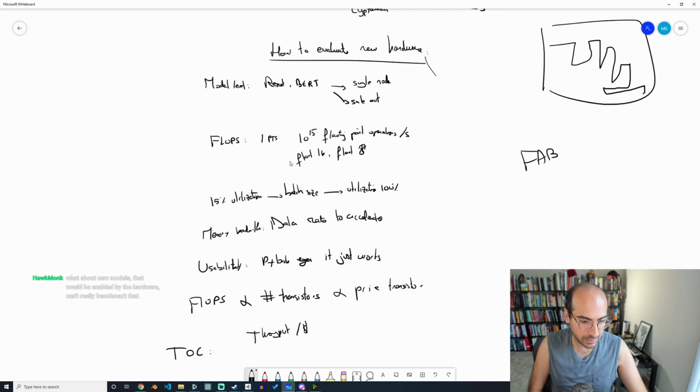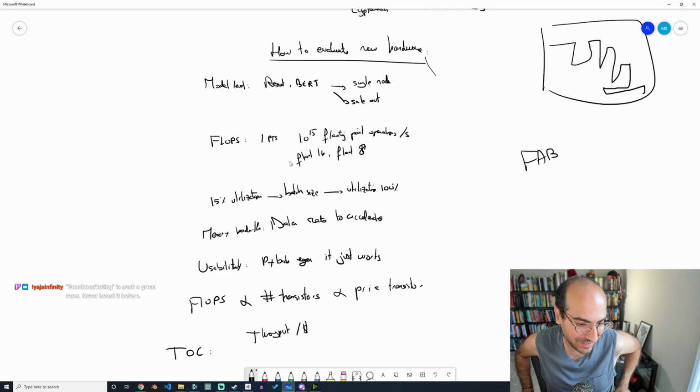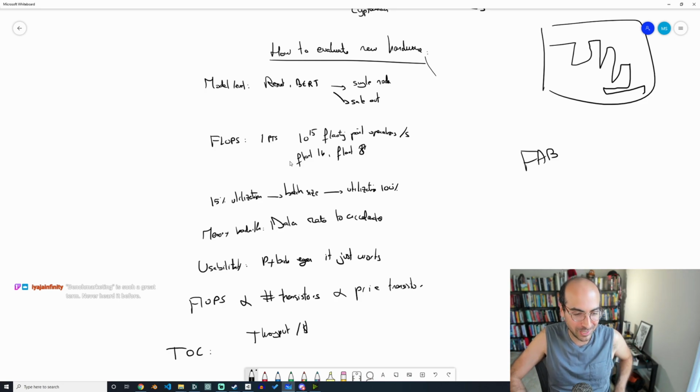So Hawkmonk is asking, what about new models that would be enabled by the hardware? Can't really benchmark that. You're exactly right. So in machine learning, at least, there's been this trend towards benchmarking. Yeah, I think benchmark is probably going to be the title of my next blog post at this point. I've had a few people comment that they like it.